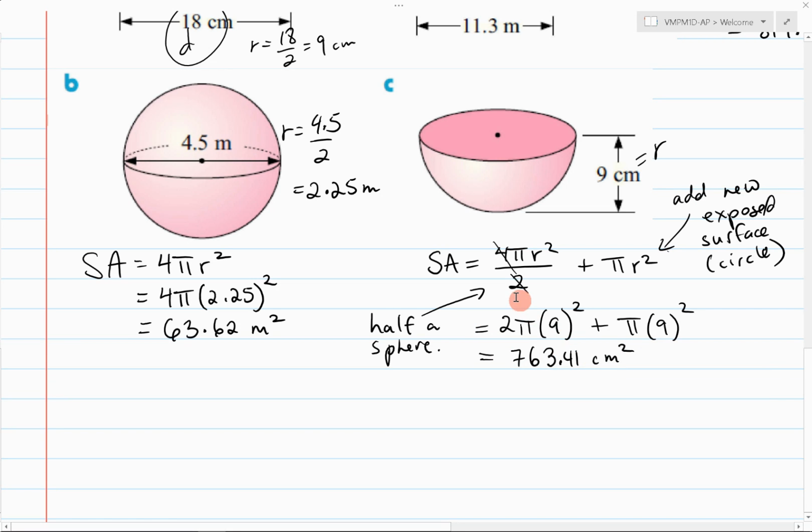Okay, so those are just a few worked examples on how to calculate surface area of a cylinder and a sphere. Your task for today is to work on similar practice questions that I'm going to give you. And that ends this lesson.